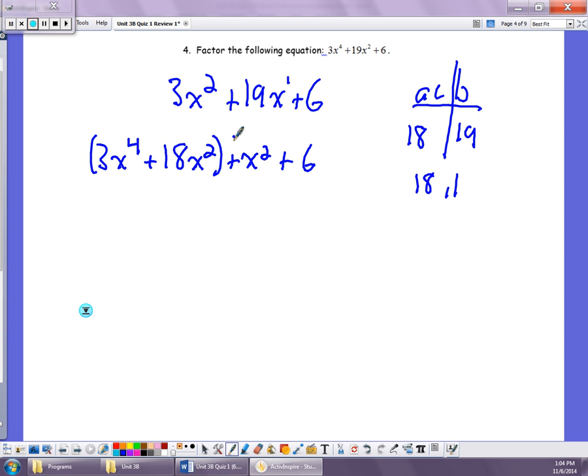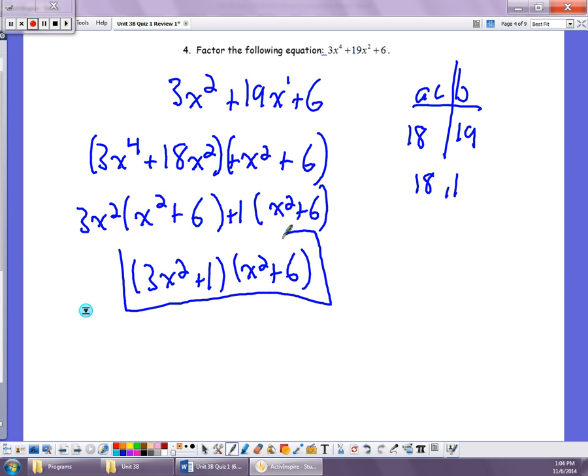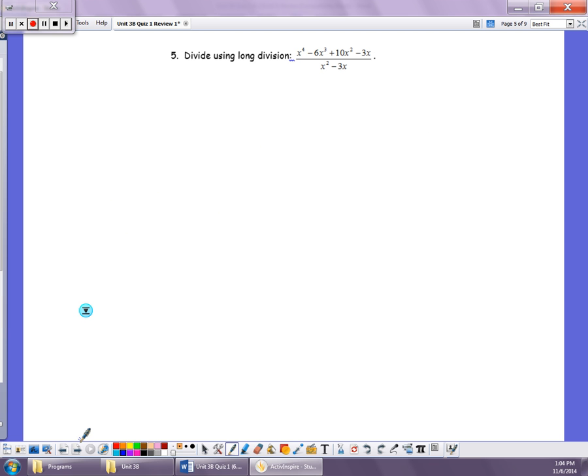Again, just as I did in the last problem, now I have 4 terms, so I can group. Take out 3x squared. I'm left with x squared plus 6. Take out a positive 1. X squared plus 6. So my final answer would be 3x squared plus 1 and x squared plus 6. And I can't simplify that any further, so I am finished. 5, it wants me to use long division to divide, so I'm going to set this up.